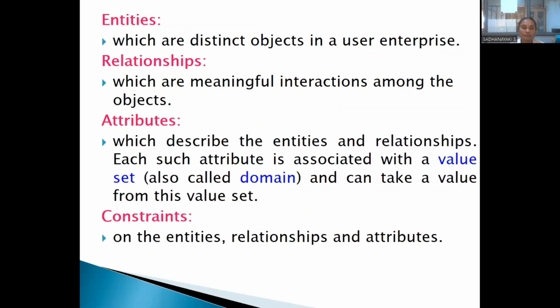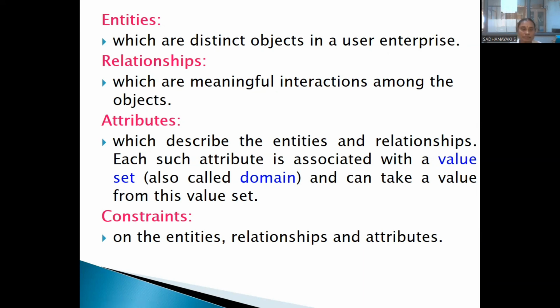In the ER model, the basic things we need to know are the entities, relationships, attributes, and the constraints. The entities are nothing but the objects that we use in a user interface, which are distinct objects. Then the relationship is nothing but the meaningful interaction among the objects we use in the database. Same way, the attributes will describe the entities and relationships. Each such attribute is associated with a value.